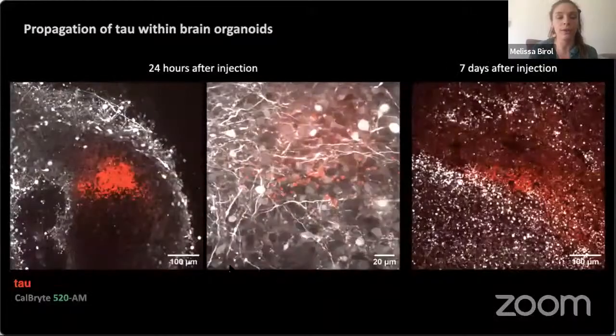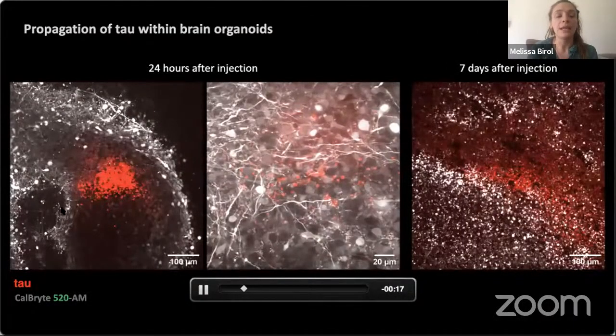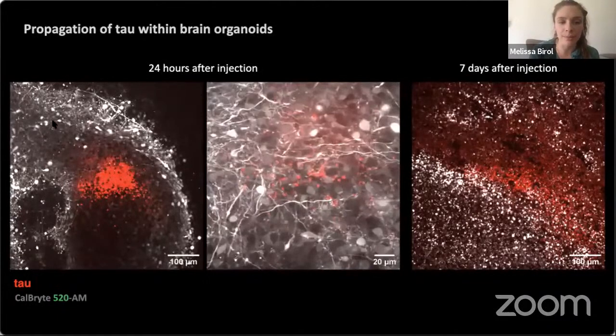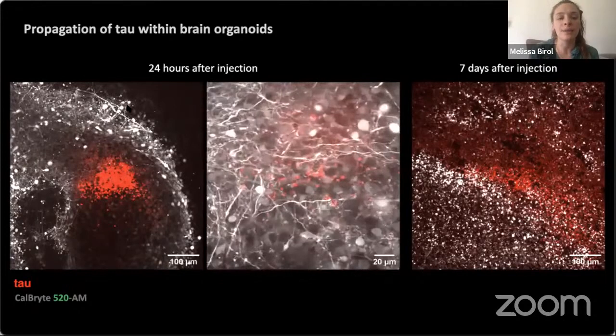And in order to do that, what we initially did is, here I'm showing you an organoid, and in white, what you're seeing is Calbryte. It's just a calcium indicator. In this case, I'm just using it to show you where the cell bodies and the somas of the neurons are here in white. And these are the projections of these neurons. And here in red is tau that we've labeled.